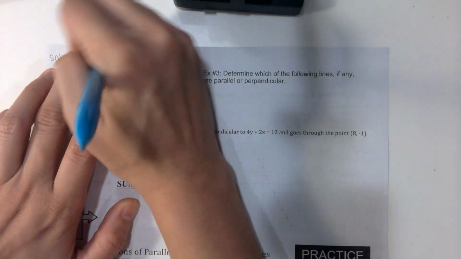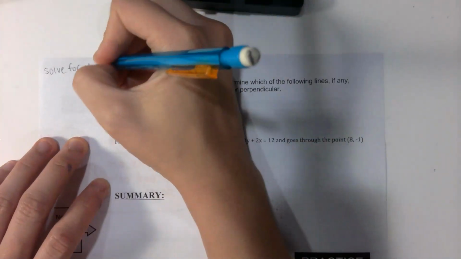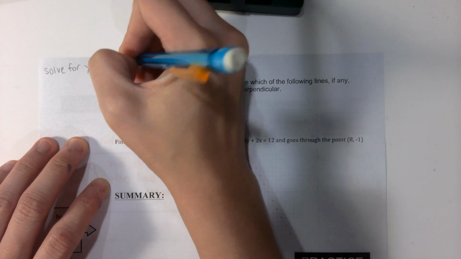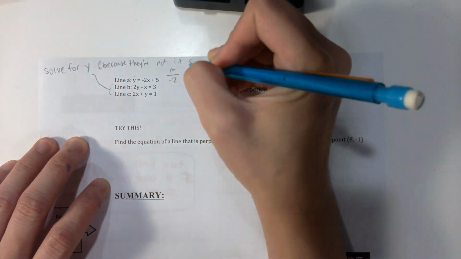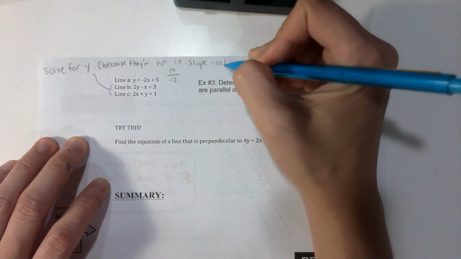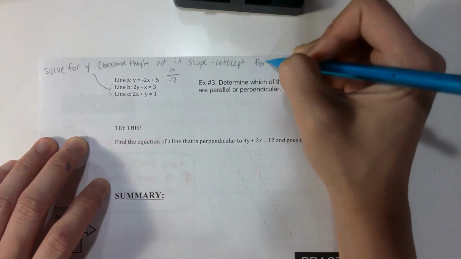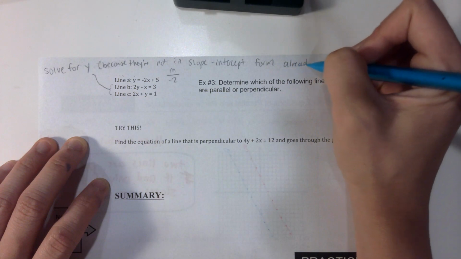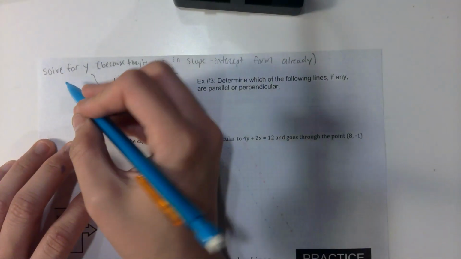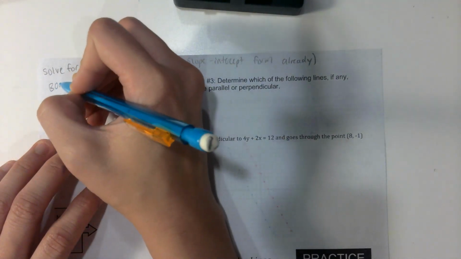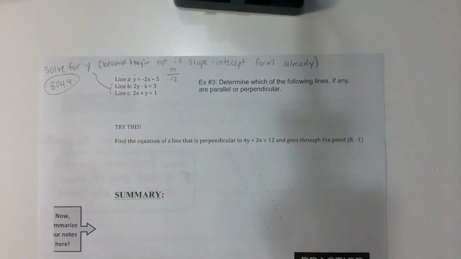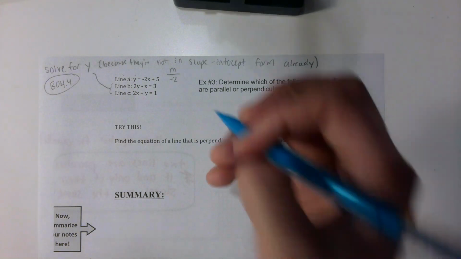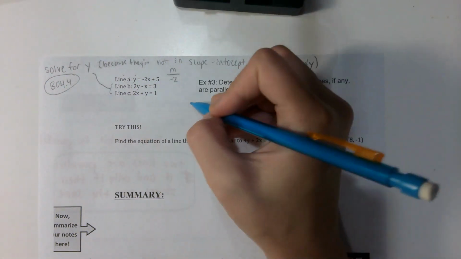Solve for y because they're not in slope-intercept form already, right? And what lesson was this? This was B4.4. So if you don't remember how to do this, take a look back at that video because we learned it. Okay, so let's look at B first.